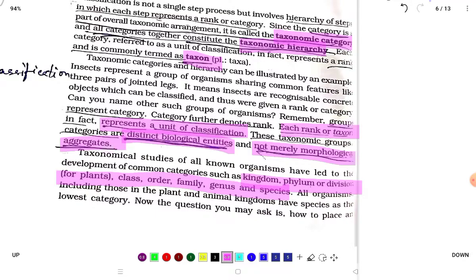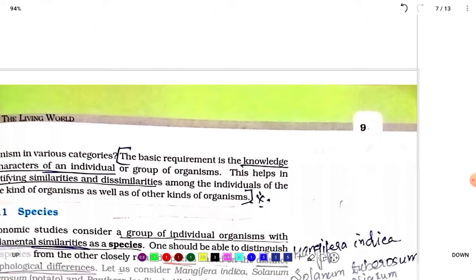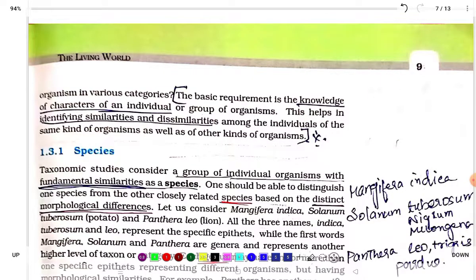Now the question you may ask is how to place an organism in various categories. The basic requirement is the knowledge of the characters of an individual or group of organisms. This helps in identifying similarities and dissimilarities among the individuals of the same kind of organism as well as of the other kind of organism. We have to know the characteristics of the organism, so that only then can we identify whether two specific individuals or organisms are similar or dissimilar. That is what they are saying.